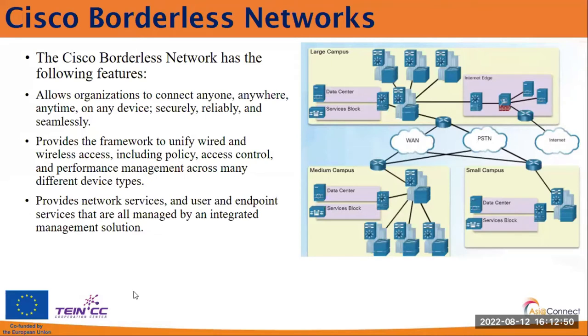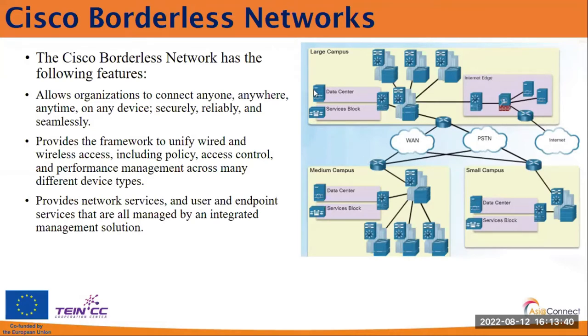One of the more recent developments in network design is the Cisco borderless network. This network architecture combines innovation and design. It allows organizations to support a borderless network that can connect anyone, anywhere, anytime, on any device with more reliability, security, and flexibility. This architecture is designed to address IT business challenges such as supporting the converged network and changing work patterns.